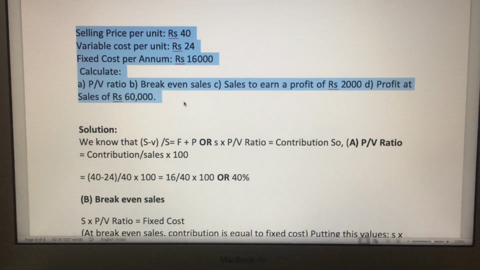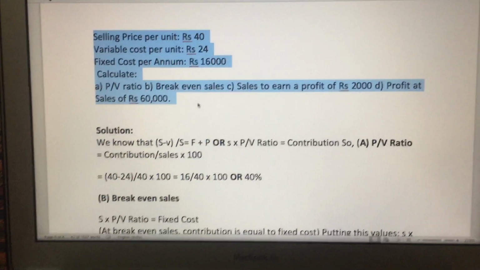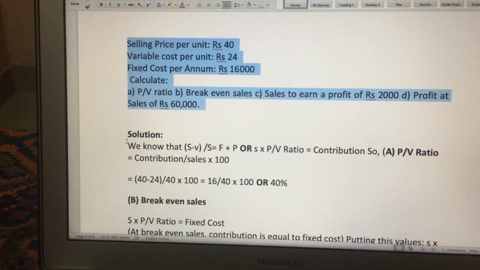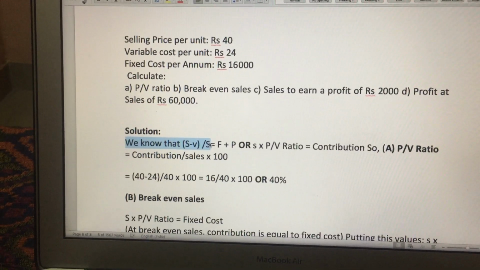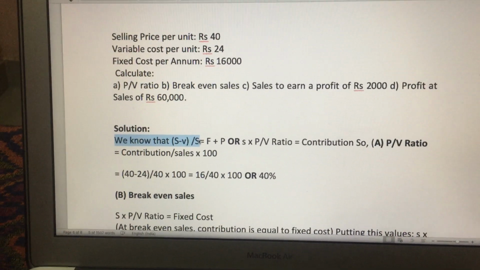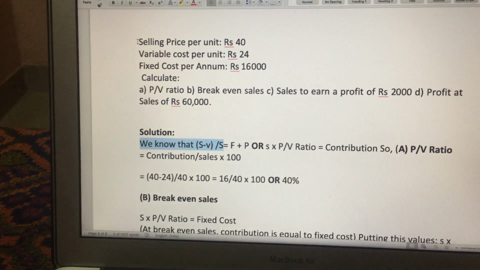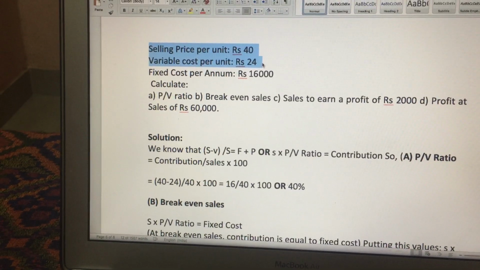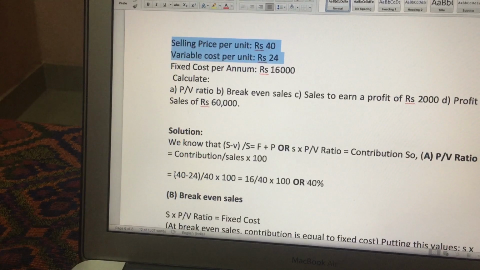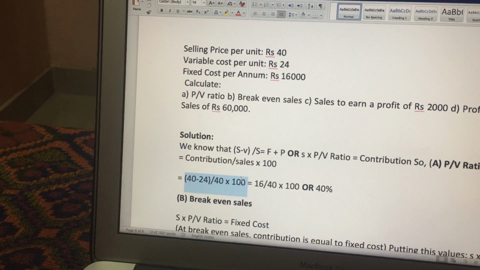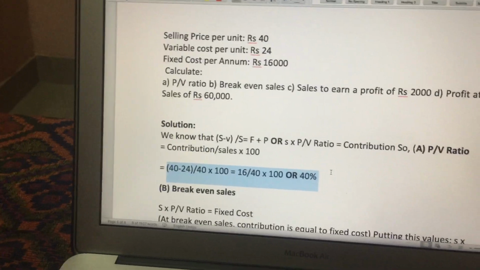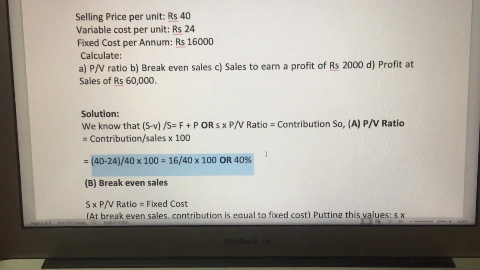So first thing, we are required to find out the PV ratio. If you see in the solution section, the formula for PV ratio is (sales minus variable cost) upon sales into 100. So in this numerical, sales is given to us as 40, variable cost is 24. So (40 minus 24) upon 40 into 100 will give you 40% as the PV ratio.